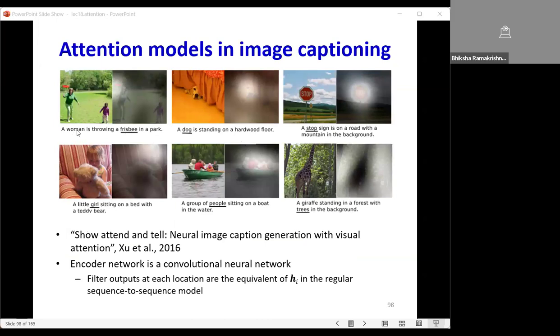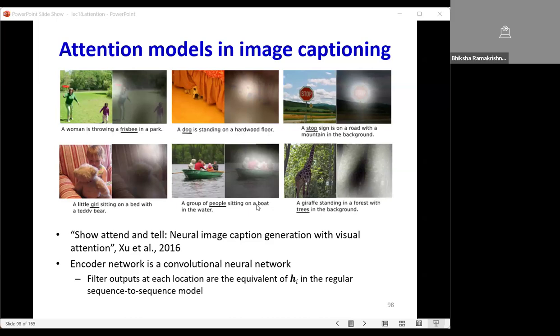So this one is captioned as a woman is throwing a frisbee in a park. When you look at what it's paying attention to when it produces frisbee, it's actually looking at the frisbee. A dog is standing on a hardwood floor. Now the caption is wrong, but even so, when you look at what it's paying attention to when it says dog, it's actually looking at the dog, right? And this one is really nice. A giraffe standing in a forest with trees in the background. When you look at what it's paying attention to when it says trees, it's everything except the giraffe. It's beautiful, right?